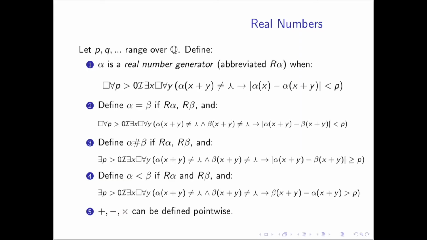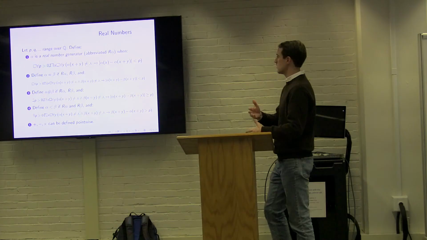And so we can basically just define the usual operations, the usual notions of being a Cauchy sequence and so forth in this modal framework, just by sprinkling in a couple of boxes and i's. So alpha will be a real number generator when necessarily for any rational window, you will eventually find an x such that after x, all of alpha's values are within that rational window of each other. So that's just like the standard Cauchy criterion of convergence.